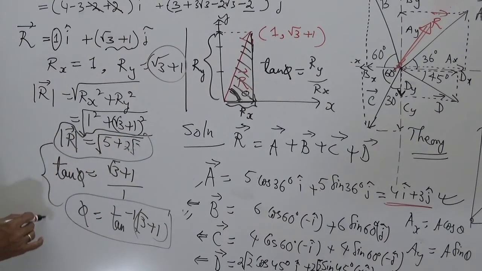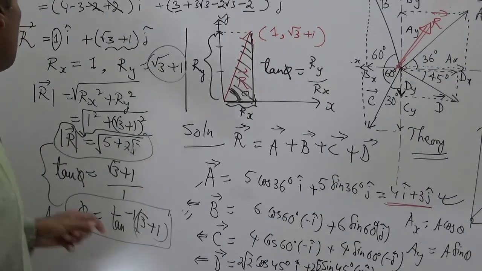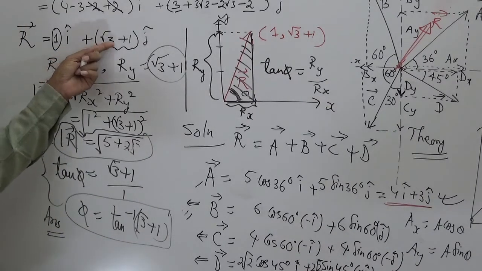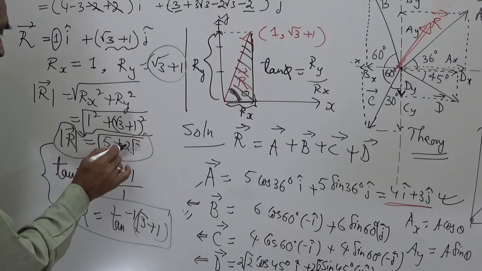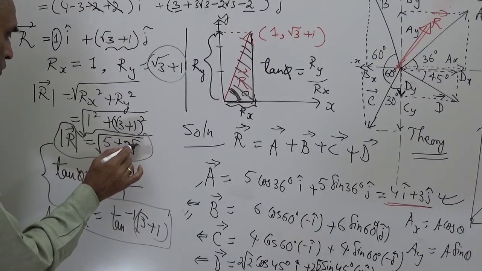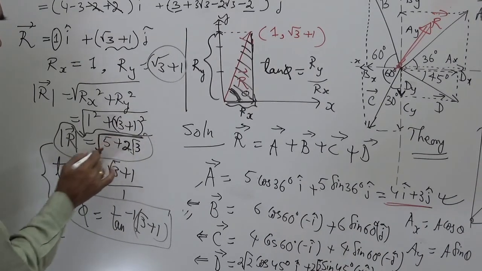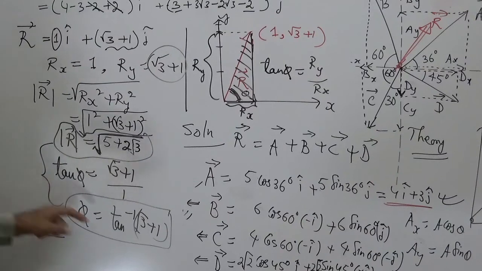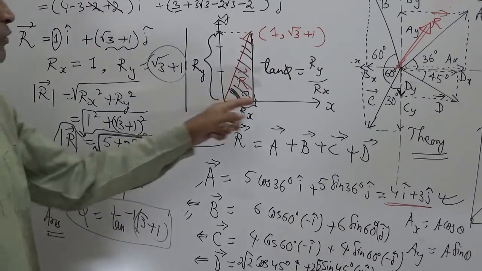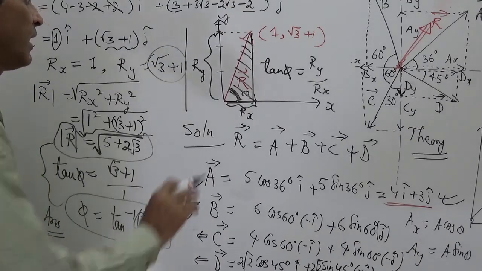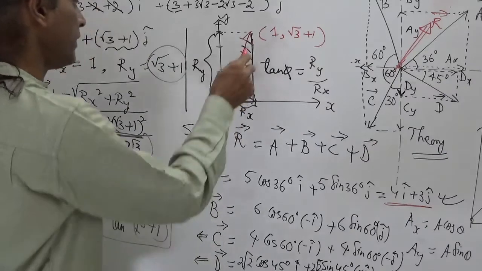So as a whole, this is the answer. The resultant can be given as i cap plus root 3 plus 1 j cap. The magnitude of the resultant is the square root of 5 plus 2 root 3, and this is the direction, tan inverse of root 3 plus 1 with respect to the positive x direction. The resultant vector is oriented or pointed.